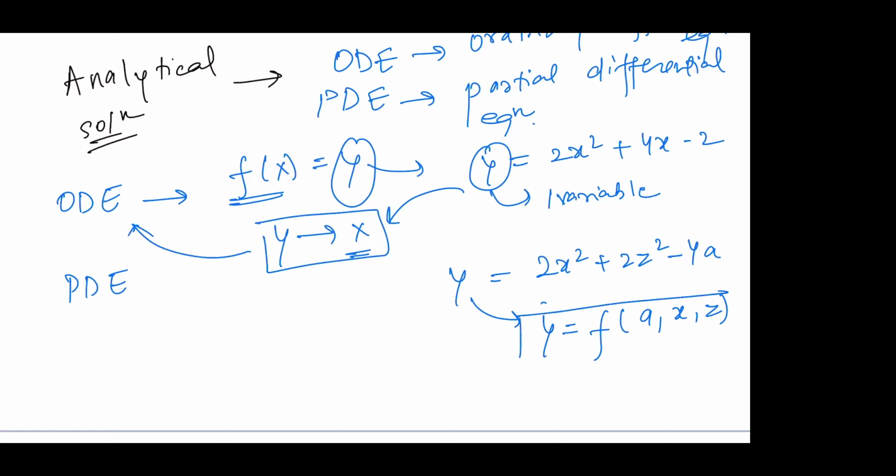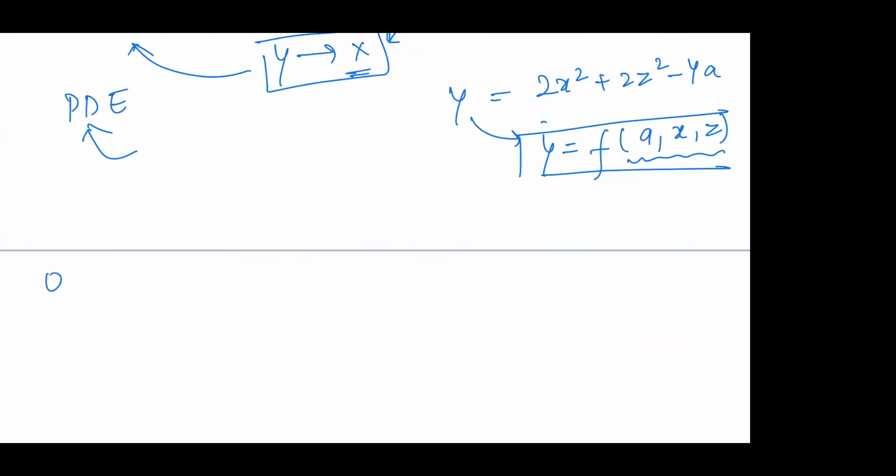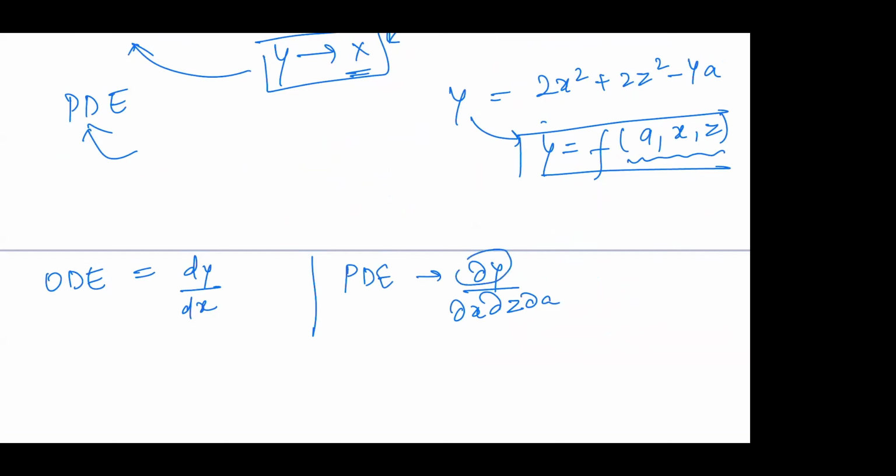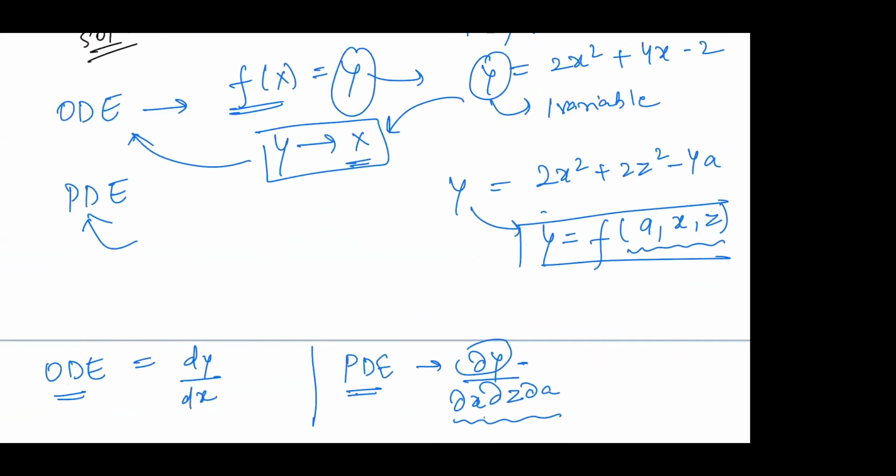And when your function is dependent on more than one variable, here three variables, then we use PDE to solve these differential equations. In ODE, we say dy by dx, but in PDE, partial differential equation, we say dou y by dou x, dou z, dou a, which is nothing but measuring the change in y with respect to these parameters. So when your function is dependent on more than one variable, that's where you use a partial differential equation. Otherwise, you will use an ordinary differential equation.